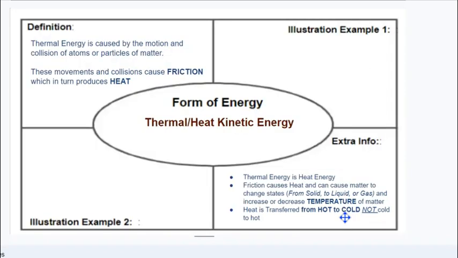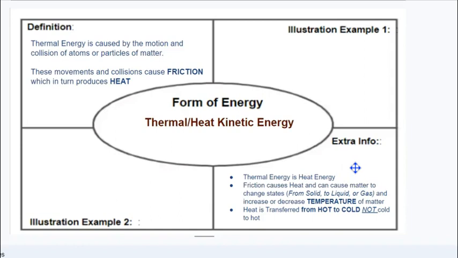So on to your Frayer model notes. Again, the definition of thermal energy is caused by the motion and collision of atoms or particles of matter. These movements and collisions, no matter how tiny they are, cause friction, which in turn produces heat. Thermal energy is heat energy. Friction causes that heat to build up.